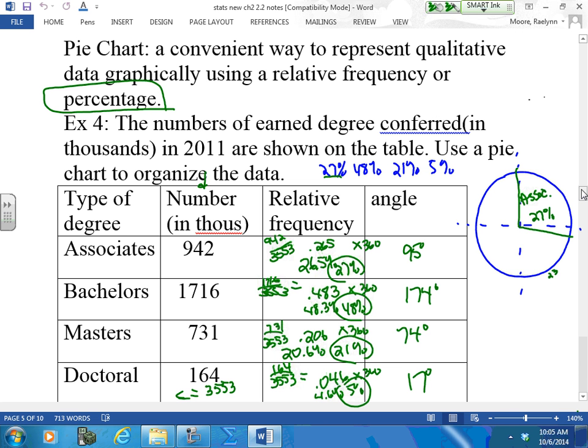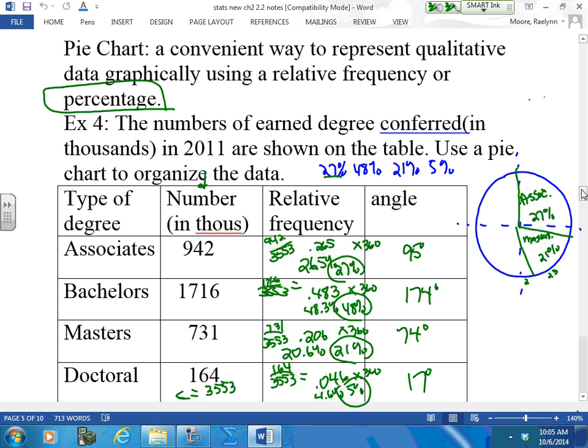Okay, now I'll go for my 21. From here to here, 21%. How much will be left over? 2. I've got a 23. How much will be left over? 2. Just keep track of it. So 21% was your master's.